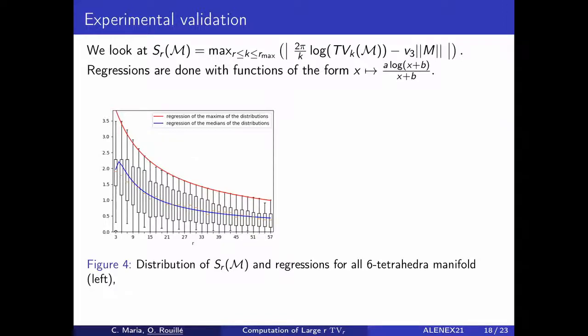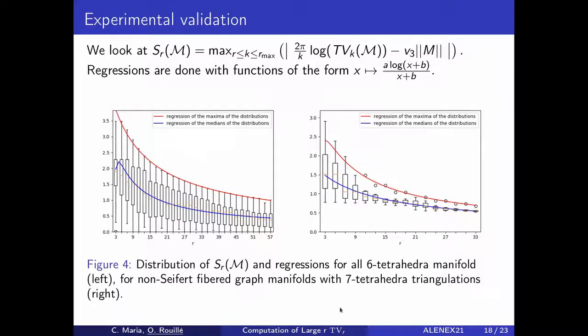So we have that, and we continued with manifolds that were not ciphered fibered. When we are looking at small manifolds with a small number of tetrahedra triangulations, most of them, if not all until 6, are ciphered fibered. So we had a look at non-ciphered fibered graph manifolds with 7 tetrahedra. They are all here, and they exhibit the same behavior. So an argument in favor of the conjecture.